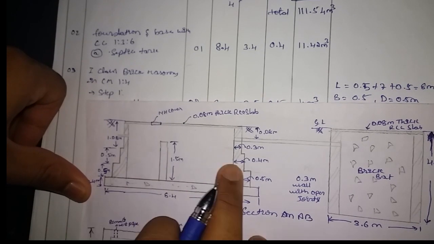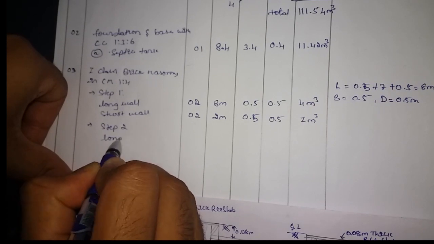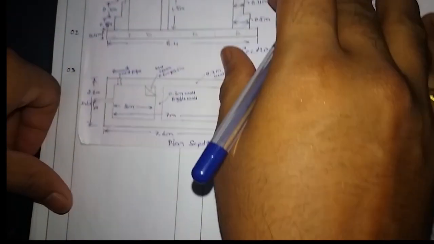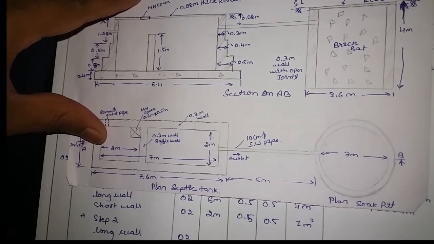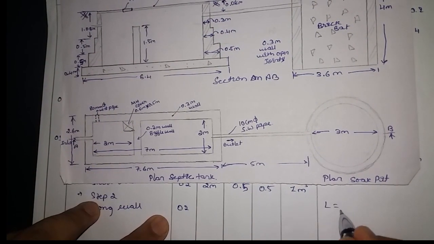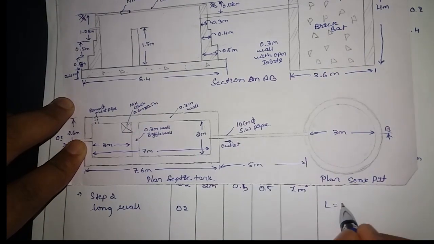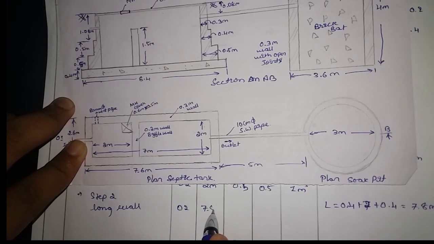Now we'll move to step number 2. Again we will find out the long wall. How many long walls are there? Here only 2. Similarly we need to find out its length. How will you find out the length? This distance plus this distance plus this distance, that is 0.4 plus 7 meter plus 0.4, you will get 7.8 meter. So this is your length, 7.8 meter.